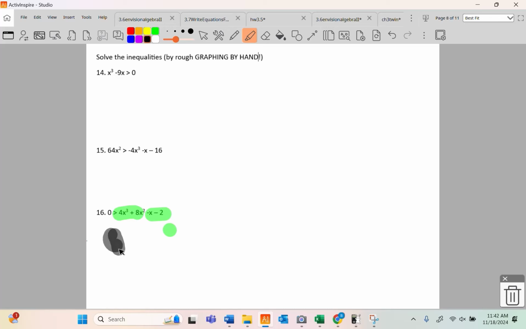I know what kids think about graphing, but it is, I swear, the easiest way to solve inequalities.